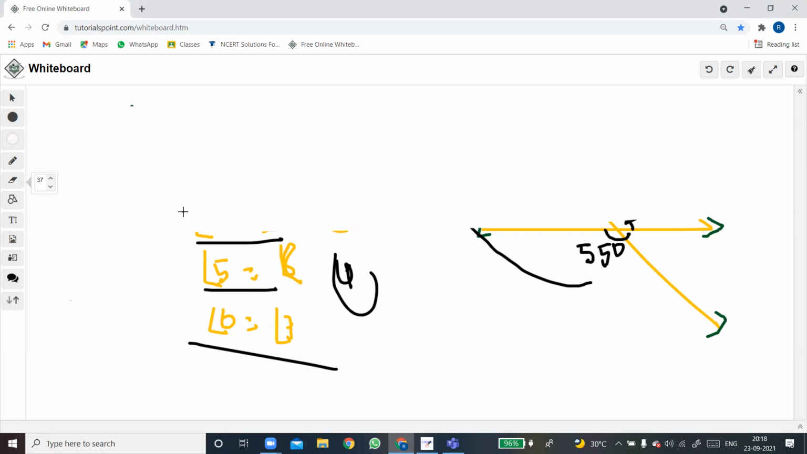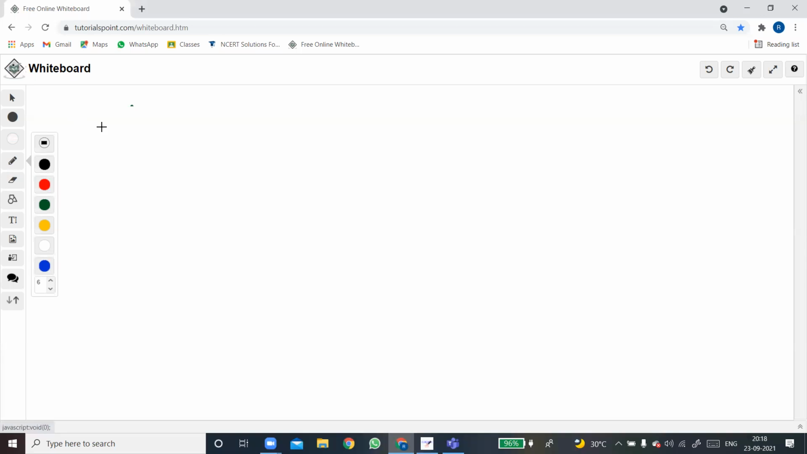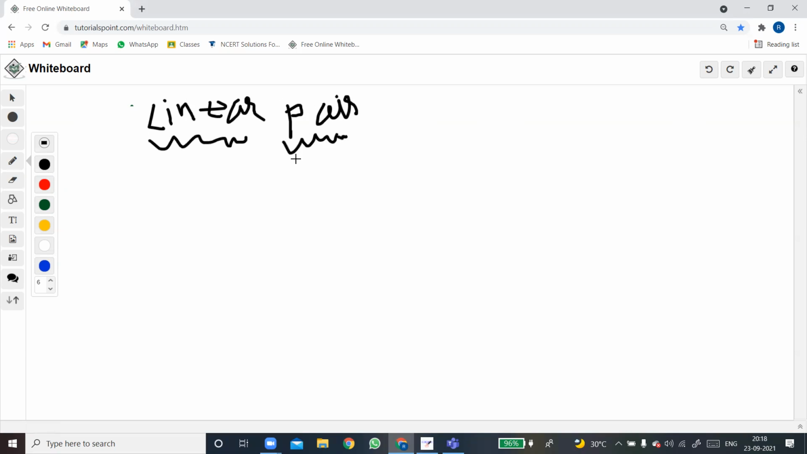Next we are going to see linear pair angles, another property. So we'll write here linear pair. So what is a linear pair? A linear pair is nothing but angles summing up to 180 degree.